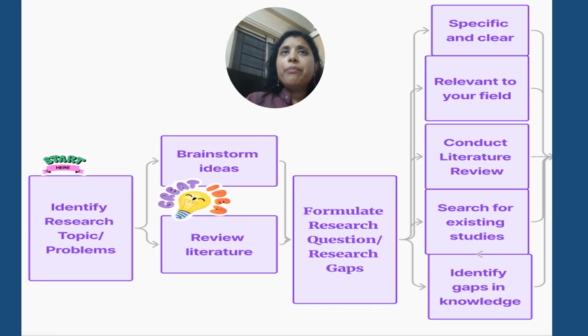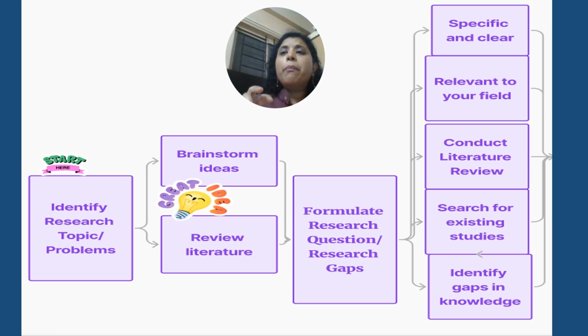Now the first step, problem definition. What is problem definition? You are identifying a research topic or the problems which you have seen by yourself, but you need to substantiate it by doing a proper literature review. Hence, you need to brainstorm your ideas with your teachers, with your peers, and read what has been published by other authors through their papers. So, as I'm saying, literature review, that is the second step.